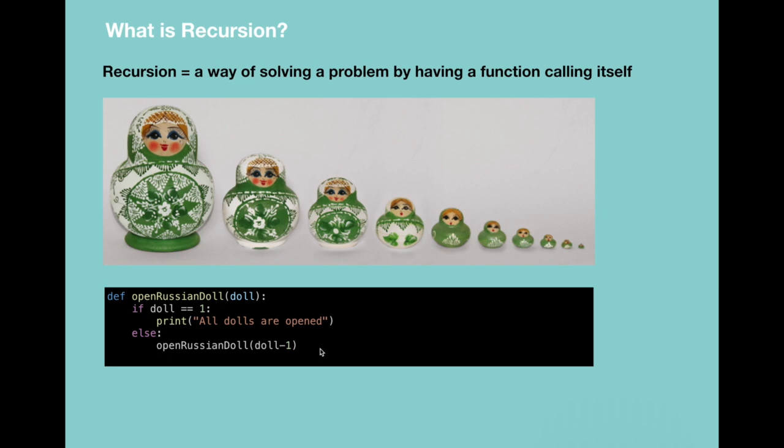So let's recap what we have learned here. By definition, recursion is a way of solving a problem by having a function call itself, and we provided a real example of Russian dolls, which makes the logic of recursion easy to understand.